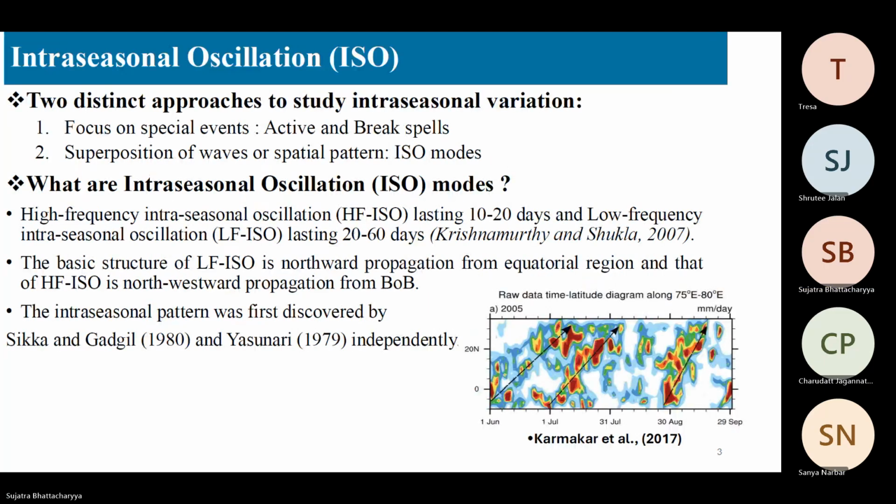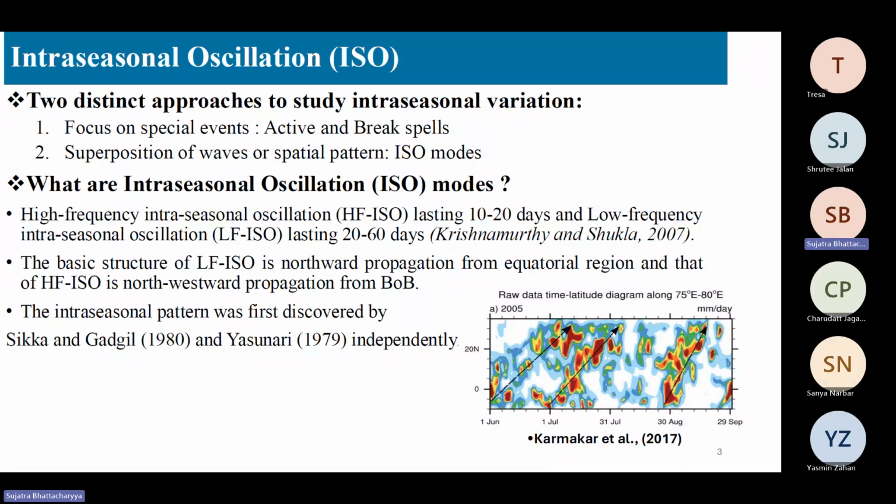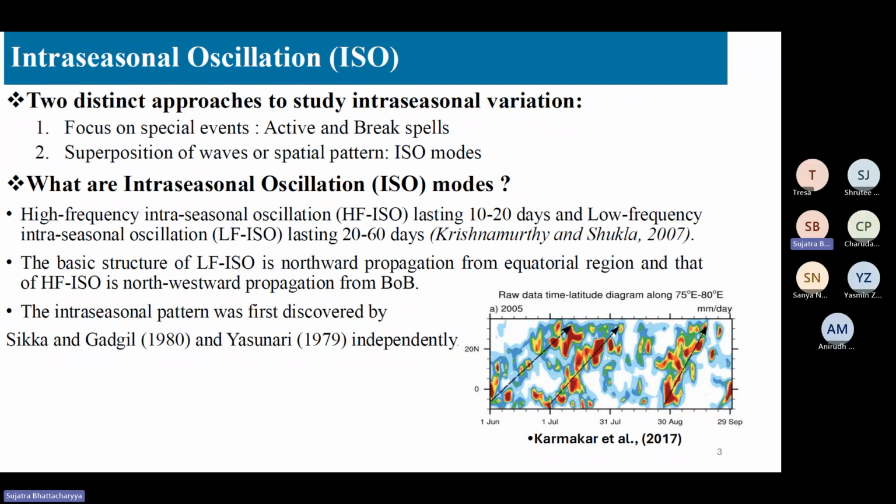Intraseasonal variation has been studied using two approaches. First, using spatial events such as active and break spells, and the other one is done by using superposition of waves or spatial patterns, which is called intraseasonal oscillation modes. So the two dominant modes are first the HFISO, which has a time period of 10 to 20 days, and LFISO, which has a time period of 20 to 60 days.